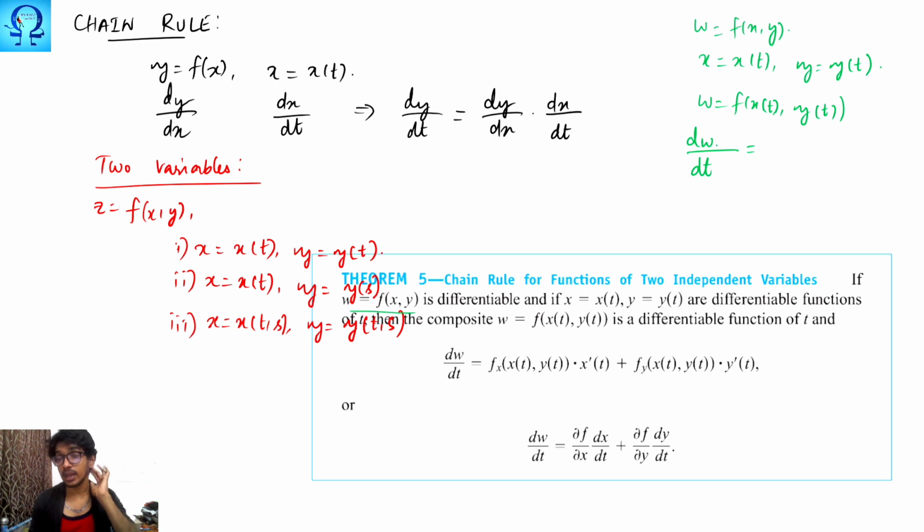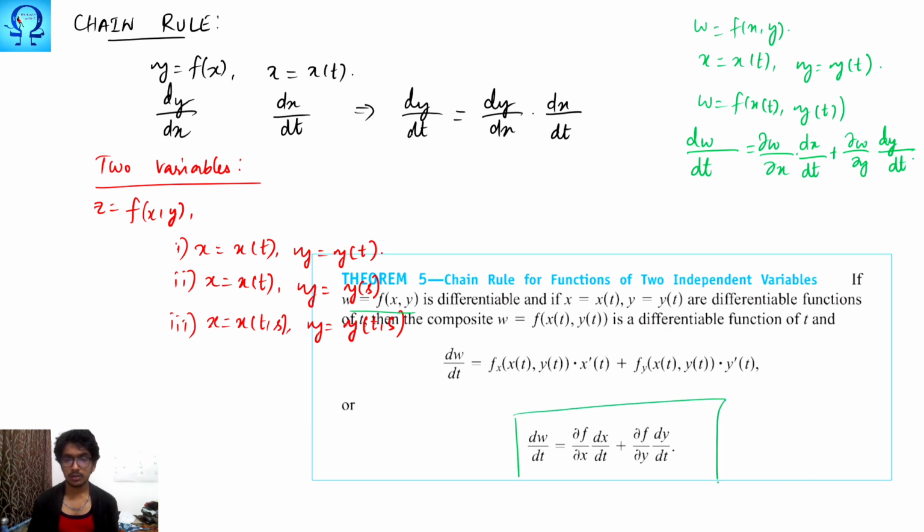But your w cannot be directly differentiated with respect to t. Your w can be differentiated either with x or with y. So that will give you del w upon del x or del w upon del y. Of course, let it contribute. But your x is a function of t alone, so it is a function of one variable. So you will have dx upon dt, plus here dy upon dt. So that is the chain rule in this case.